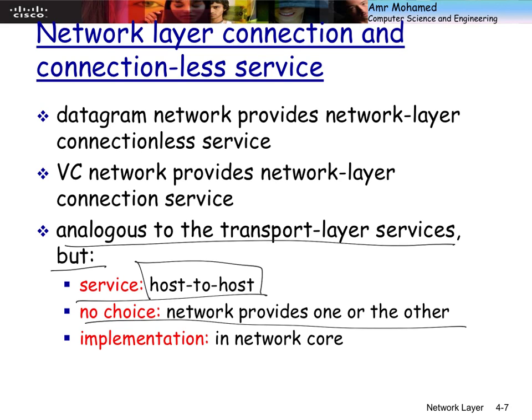So there's no choice here. We don't have one network that provides virtual circuit and datagram both at the same time. The network layer protocol has to make a choice, whether this or that. You cannot build a network layer protocol that uses both of them at the same time. It doesn't work. The network layer protocol has to have either datagram or virtual circuit.